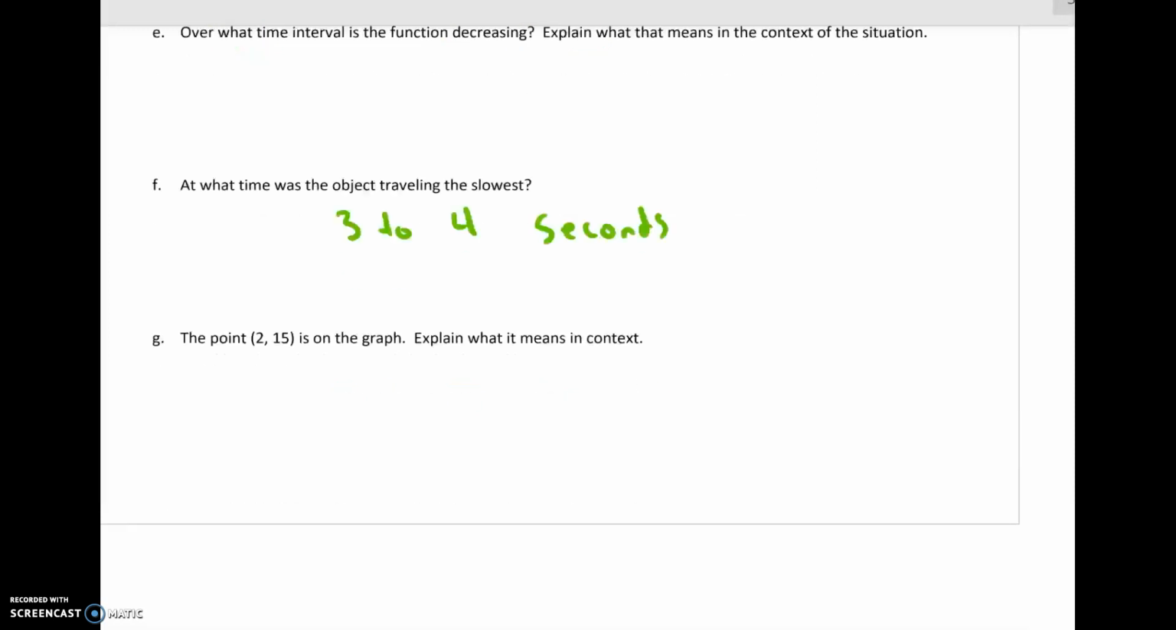All right, anything left we need to go over? That's it. That is the review. You need to do the rest, and we'll be turning this in tomorrow.